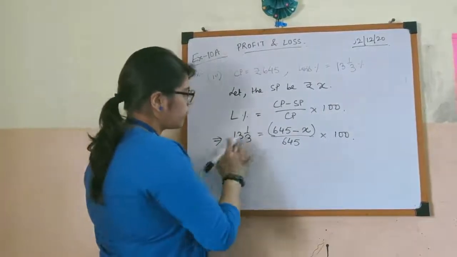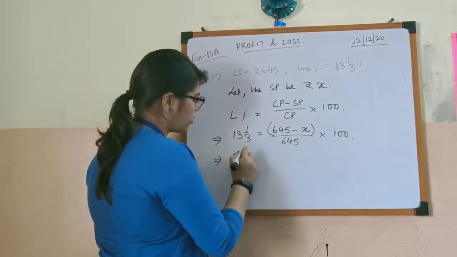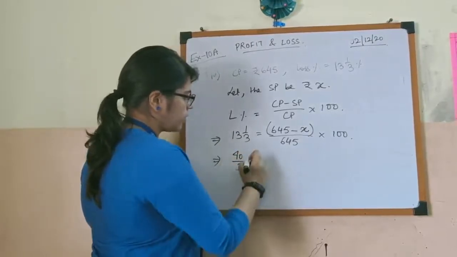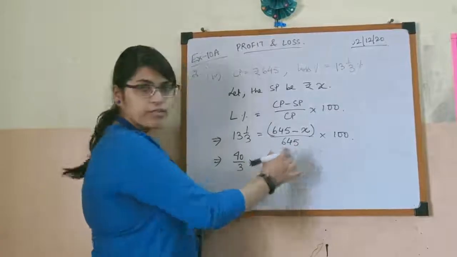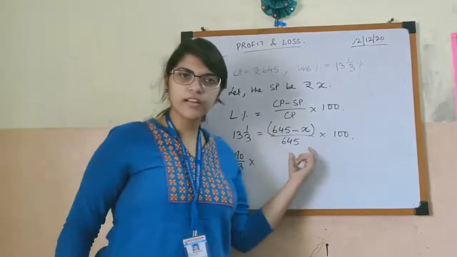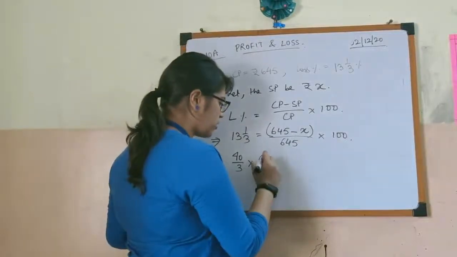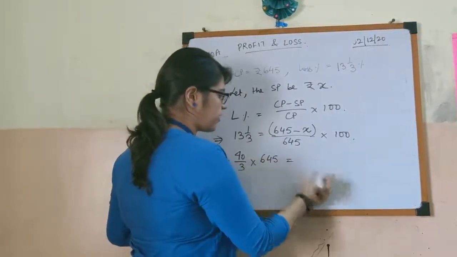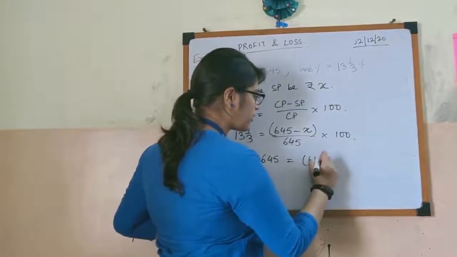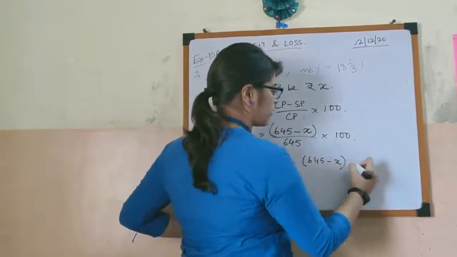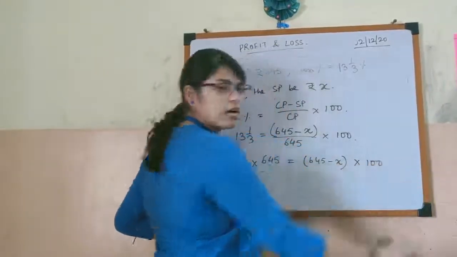Sorry, 39. 39 plus 1 is 40. So 40 by 3. If you multiply with 645, this 645 is in the denominator, so I am taking it to this side of the equation. So that gives us in the numerator, what are we getting? We are getting 645 minus x multiplied with 100.